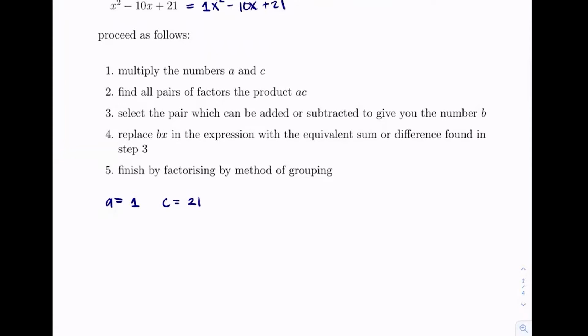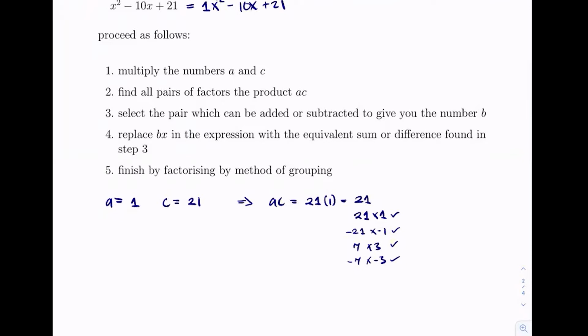If I multiply a and c, ac is equal to 21 multiplied by 1, which is equal to 21. And what are the factors of 21? We have 21 times 1. We also have negative 21 times negative 1. We also have 7 times 3. We also have negative 7 times negative 3. I can't think of any more factors off the top of my head. So we have 4 pairs to examine, and we want to see which of these pairs we can add or subtract to give us b. In this case, b is equal to negative 10.